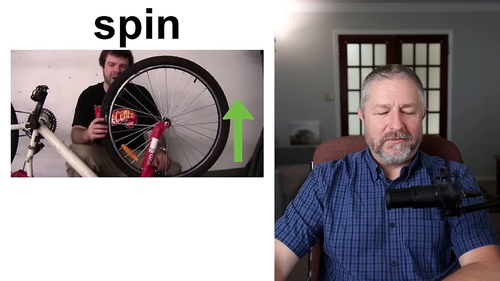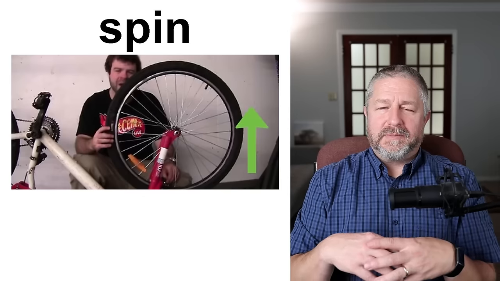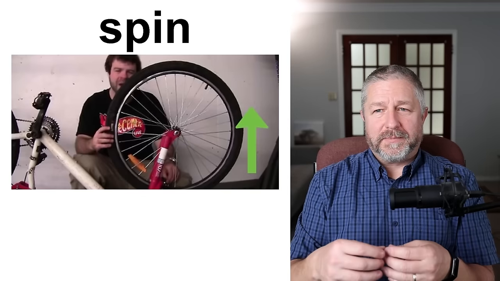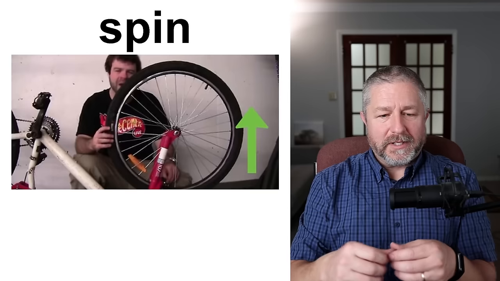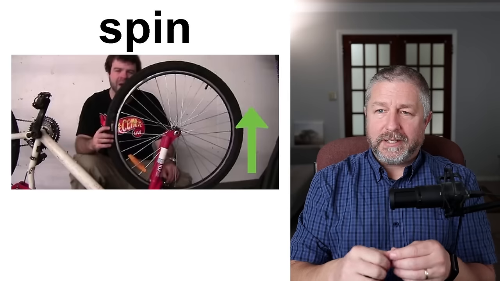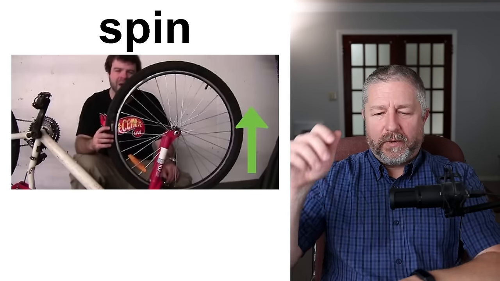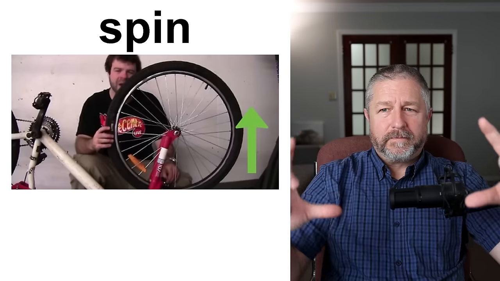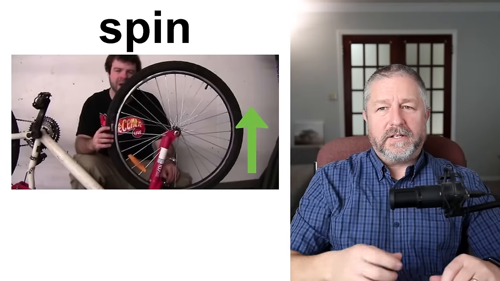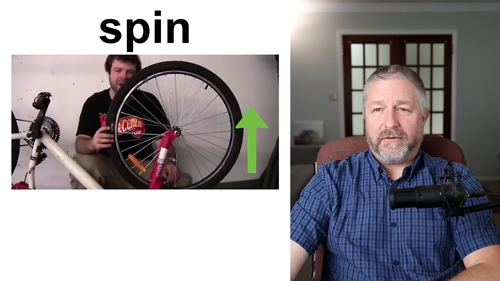Spin. So I don't know if you've ever done this, but in the spring when I get my kids' bikes ready to use, I will put them upside down and I will spin the tire just to make sure that it spins properly. I'll make sure the tire is straight. I will put a little bit of oil on the chain. And so when you spin something, it's something that can turn and you've actively decided to make it turn. So you can turn a bike upside down and spin the tire.